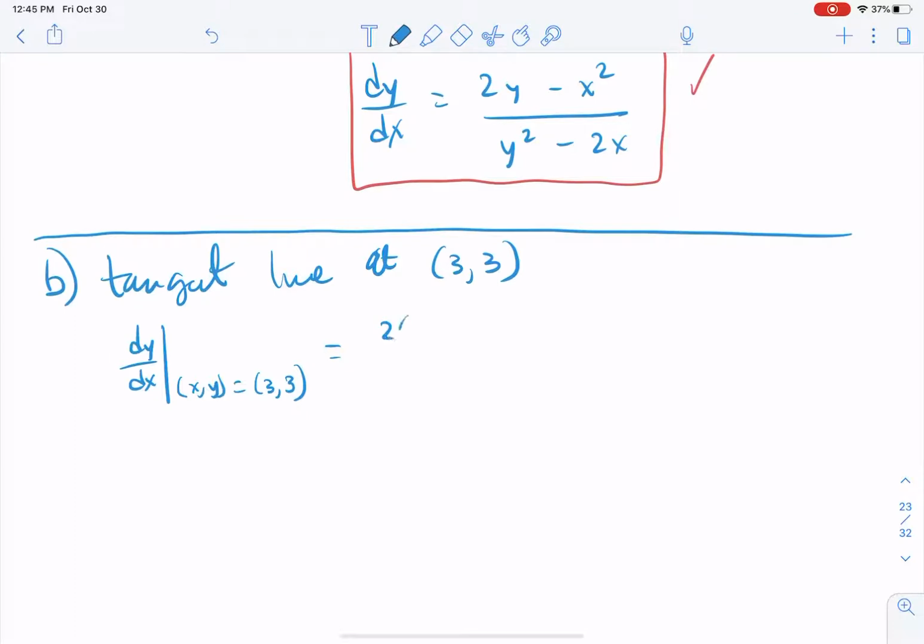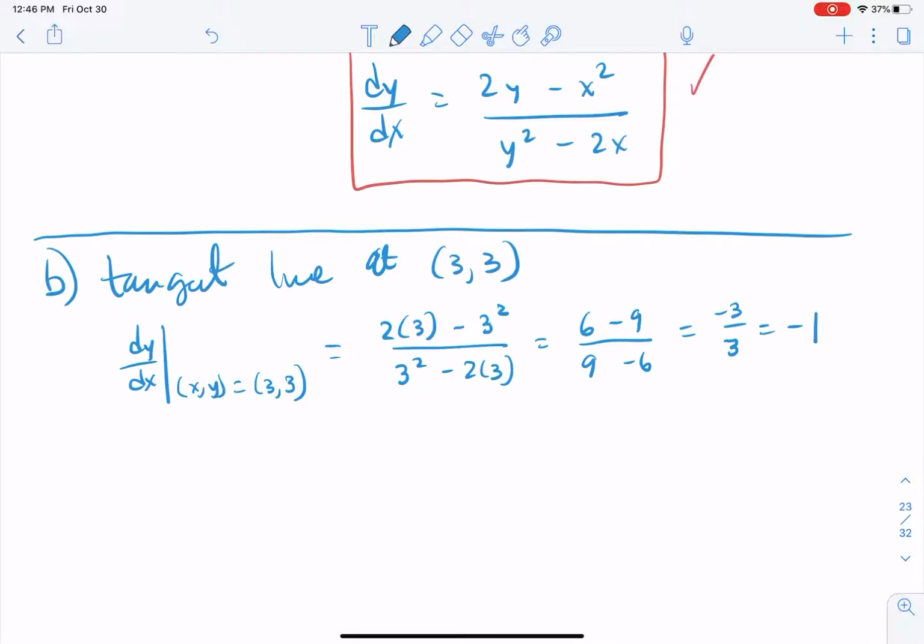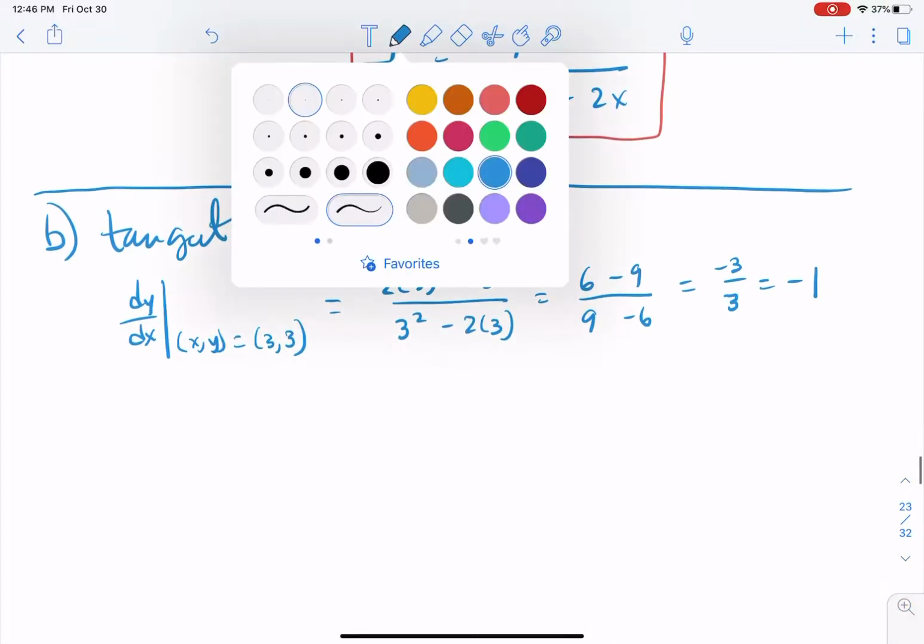y's. 2 times 3 minus 3 squared over 3 squared minus 2 times 3. Okay, we got 6 minus 9 over 9 minus 6. That's just weird. I got a negative 3 over a positive 3. I get a negative 1. Wow, all that work for a negative 1 for our slope.